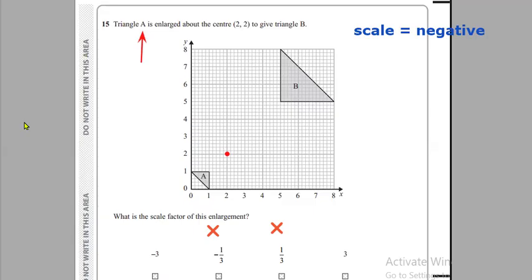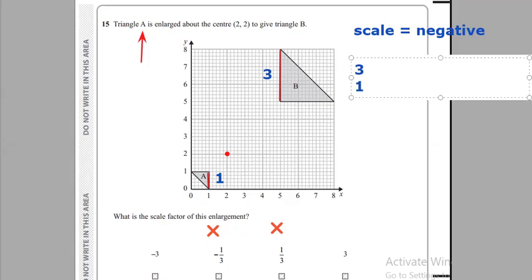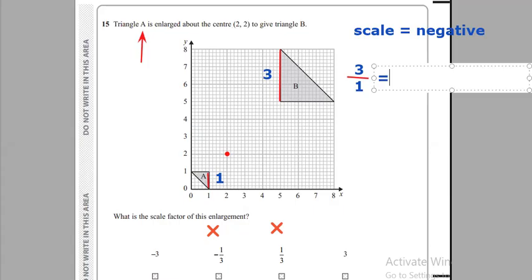Now, to find the scale, what do we do? We take the length of the image here, which is B, and divide it by the length of the original shape. So this one is 3 here, and this one is 1. So the 1 became 3. So we take the 3, which is the image, and divide it by 1, which is the original. So 3 divided by 1 is 3.